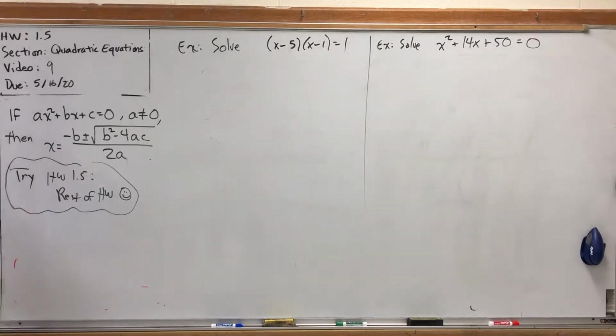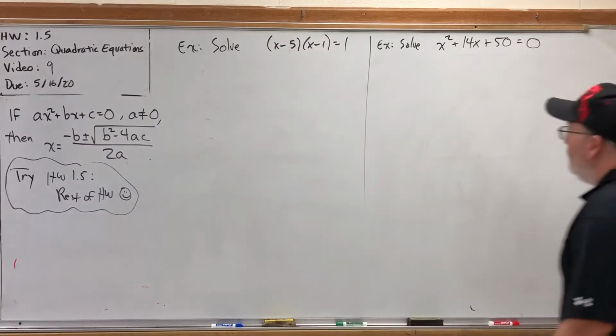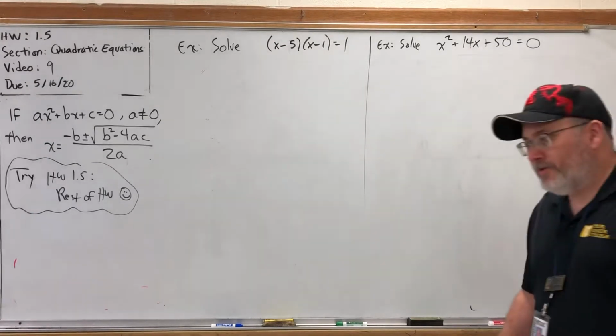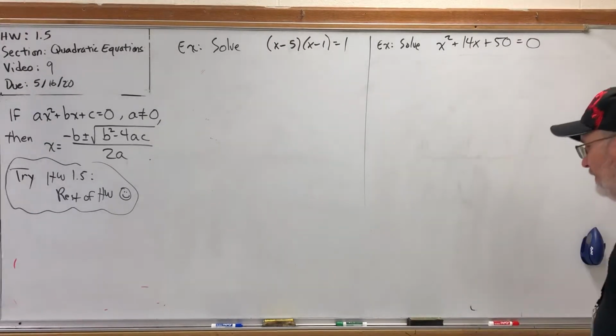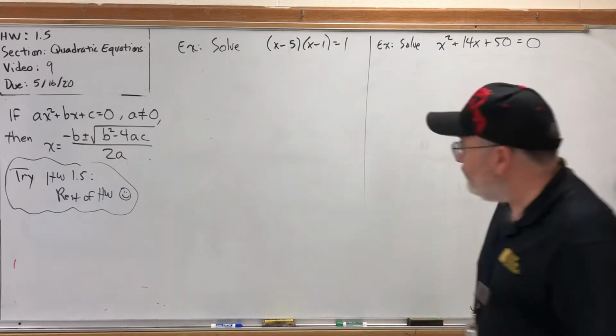I left the quadratic formula up here, and also a recommendation in 1.5, you should try the remainder of the homework. But I want to go through two more examples. To A, show you different ways that the quadratic formula can conclude, and B, show you that the quadratic formula sometimes is not the most efficient approach.